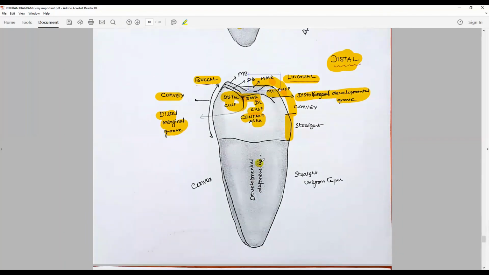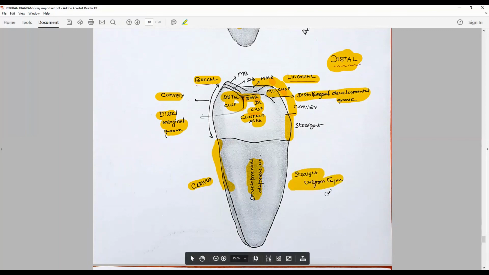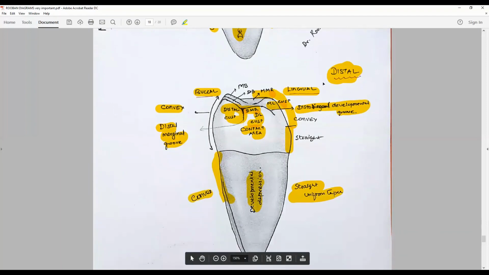Coming to the root, you find a central developmental depression like on the mesial surface. The buccal outline is convex for the distal root, whereas for the lingual outline, it is straight with a uniform taper towards the apex. That is the distal outline.